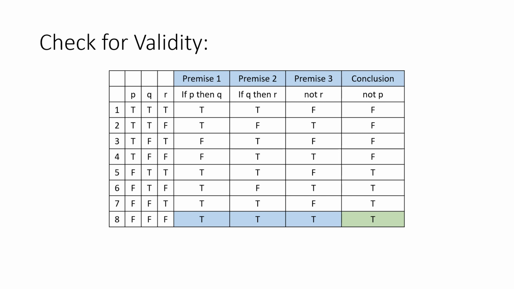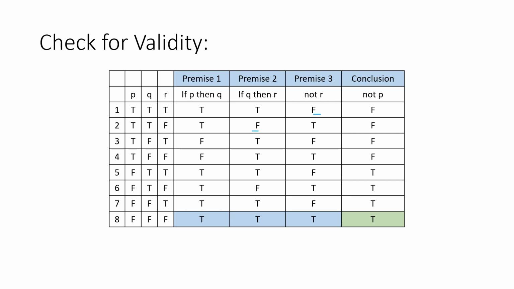We're going to look through the whole table and we're going to say, is there any place where the premises are all true? Well, okay, if we look at row 1 here, oh, premise 3 is false. So that row doesn't tell us anything one way or the other. Right? It just says that in some cases, the third premise is false.